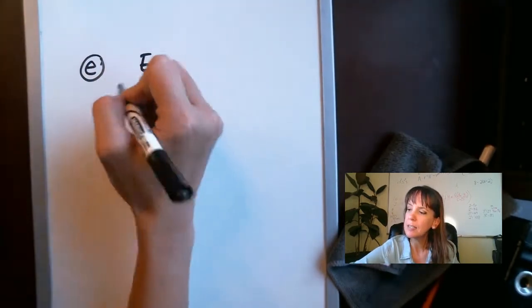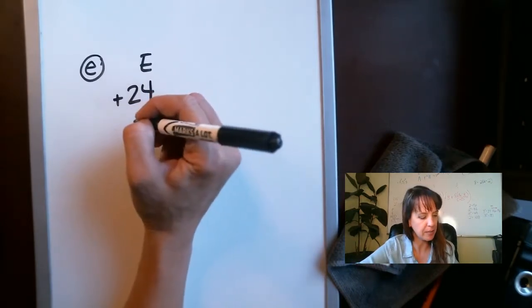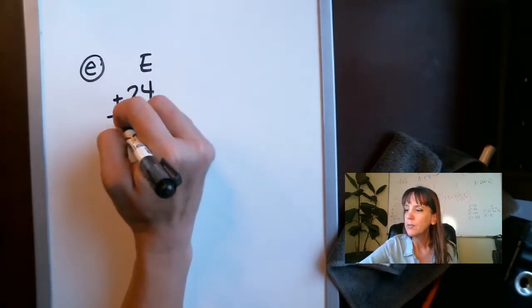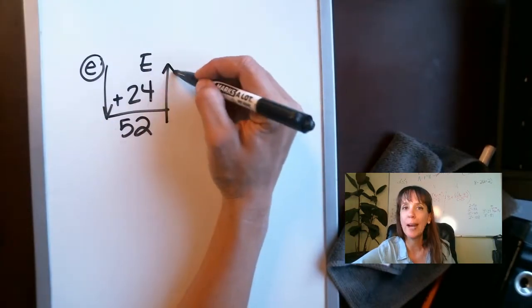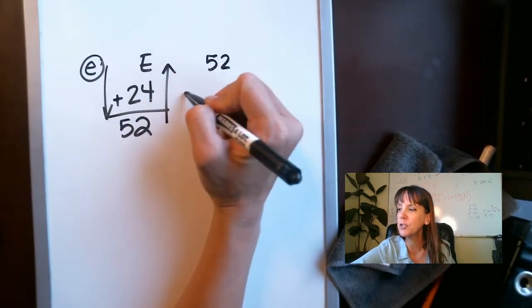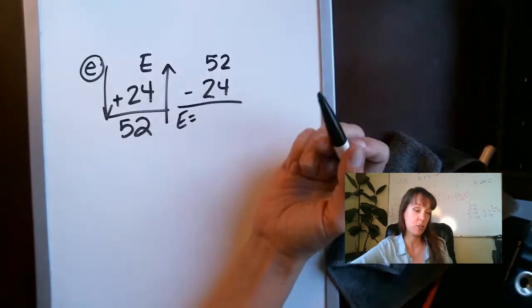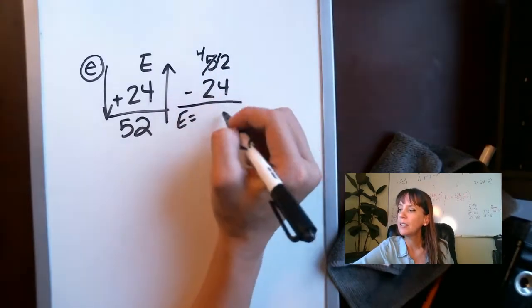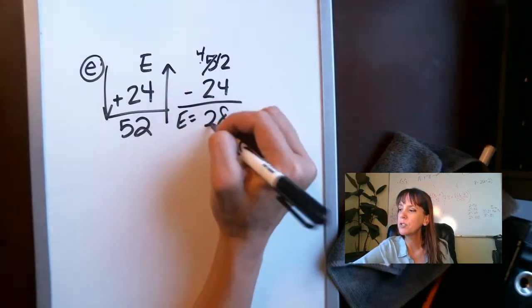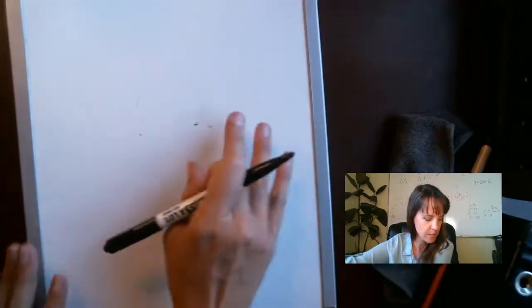E plus 24. Now, it's written in the book horizontally. I'm writing it vertically just to make life easier. Is 52. If we add in this direction, we can subtract in this direction. 52 minus 24 is E. And that's, sure enough, that's what we need. So we're going to borrow. We get 8. 4 minus 2 is 2. E is 28.